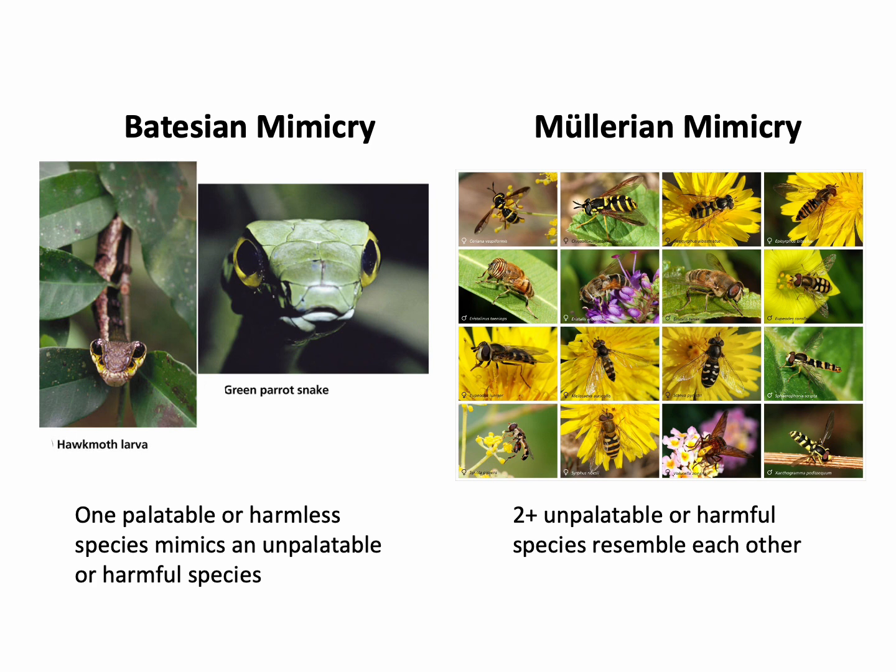So here's an example where a hawk moth larva has developed coloration and structures on its hind end to resemble that of the green parrot snake, and they're found in the same environment, and in doing so, potential predators are going to avoid it because they think they're attacking a snake as opposed to a caterpillar.